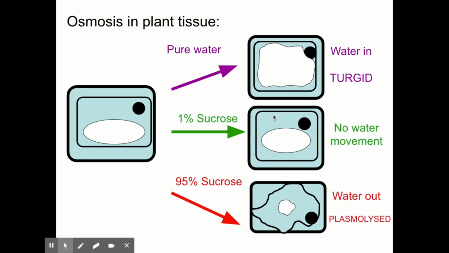If we place the plant cell in a solution again that is roughly the same concentration inside and outside, again it's not going to change shape, it's going to look the exact same.